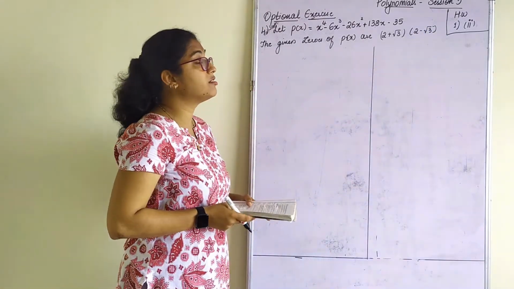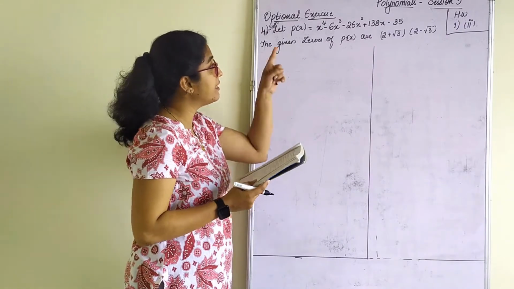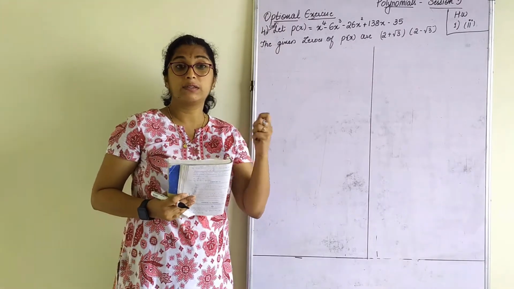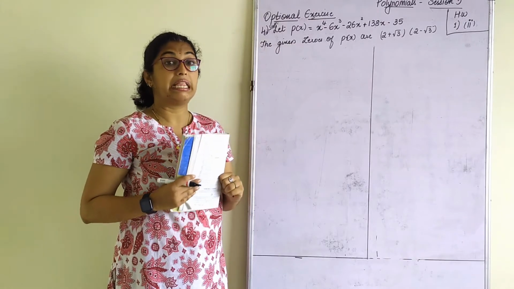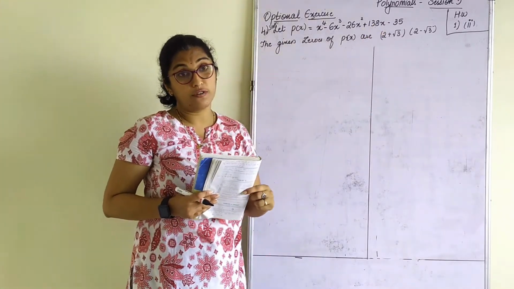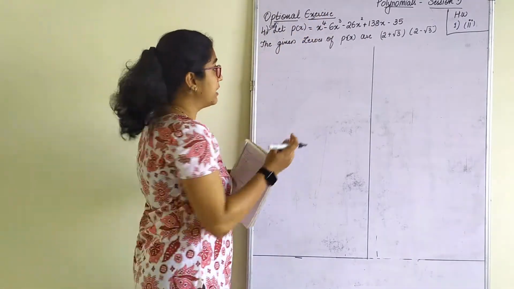2 plus or minus root 3, they have given. So these two are the zeros of the given polynomial. Remaining two we need to find. Now let's go back again. If these are the zeros of the polynomial, that means we need to understand what could be the factors of this, and that is a factor of a given polynomial.